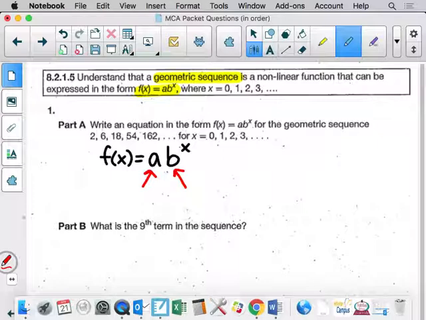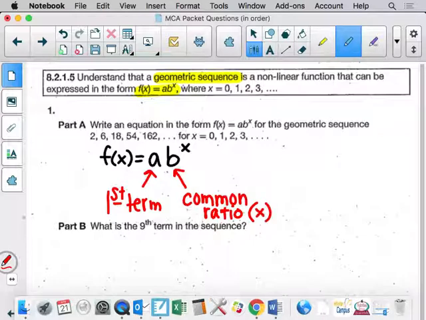All right. To use the equation for geometric sequences, the two variables that you need to replace are a and b. A will be replaced with the first term in the sequence. And then b is the common ratio. The tricky part with the common ratio is that you have to express this as a multiplication relationship.